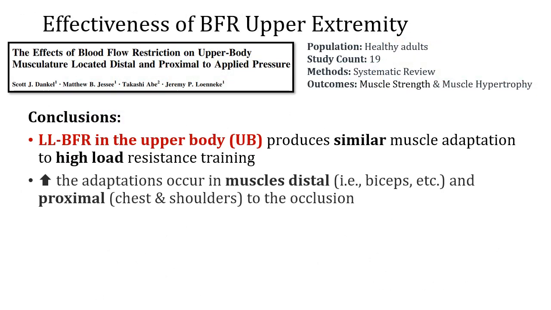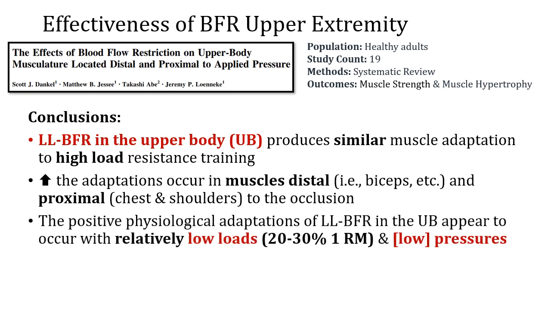So the conclusions here are that low load resistance training in the upper body produces similar muscle adaptations to high load resistance training. This increases the adaptations that occur in muscles distal to the cuff, specifically the biceps, as well as proximal, chest and shoulders, to the occlusion. The positive physiological adaptations of low load resistance training in the upper body appear to occur at relatively low loads, at 20 to 30% of 1RM, and relatively low pressures as compared to the lower extremity, where clinicians and researchers are using around 50% limb occlusion pressure, versus the 80% or at times 60% limb occlusion in the lower extremity.